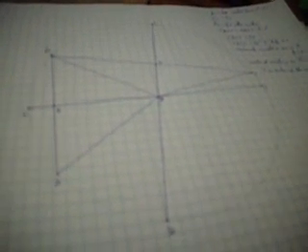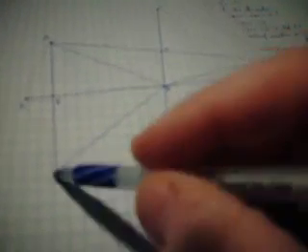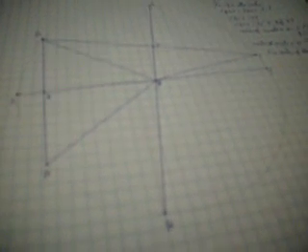Alright, the first thing you should know is that all radii of a circle are equal, so we now know that line DA and DB and DC are all equal in size. That we know.